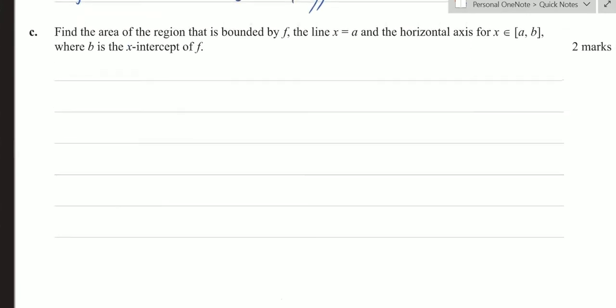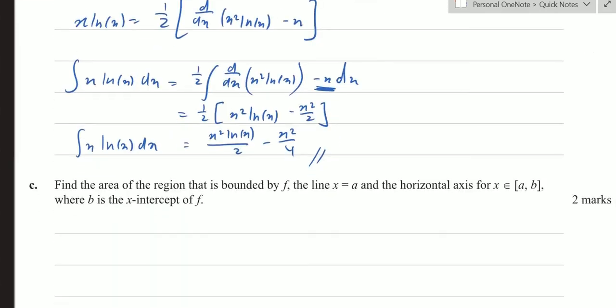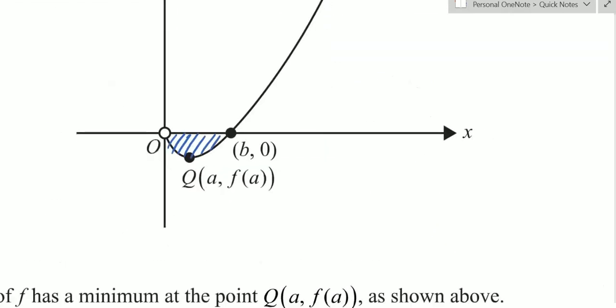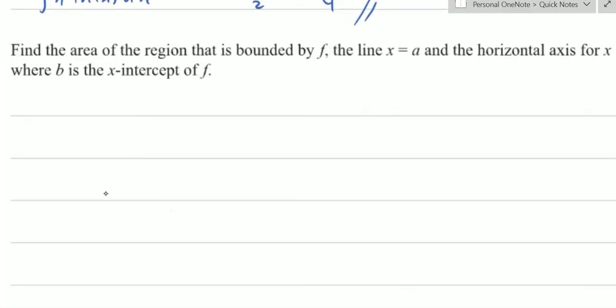So now it's asking to find the area of the region that's bounded by this graph, the line x equals a, and the horizontal axis, where b is the x-intercept. So it's asking for this area. There are two things we have to note. The area, or the signed area, is negative, so when we put our integral, it's going to be negative something. And second, the range of values that we integrate from would be from b to 0, and then we realize that we don't actually know what b is. But we do know that b is the x-intercept, so we can easily find that by just setting y to 0.